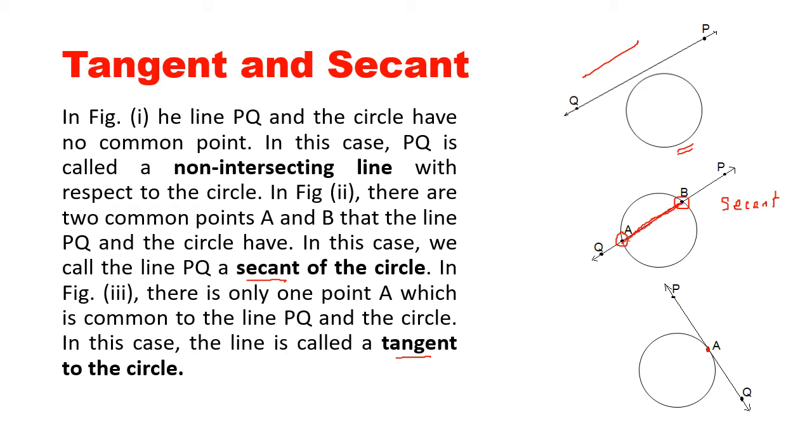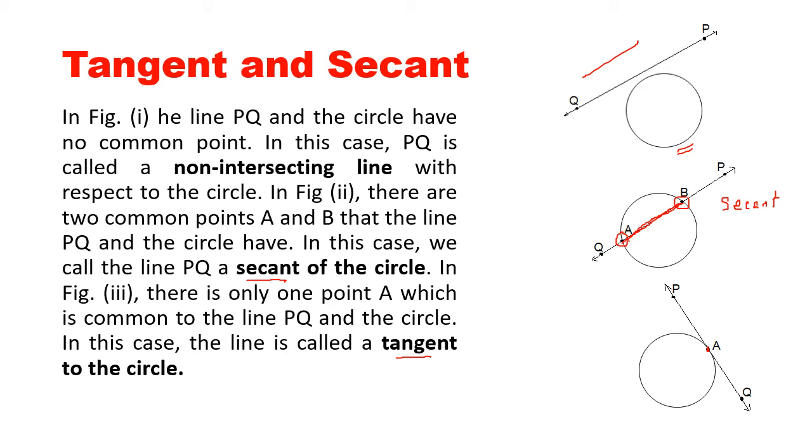Now we have to understand this definition in detail because we are only going to use the words secant and tangent in the further lectures. So the picture should come to your mind. What is a secant? A secant is a line which intersects the circle in 2 different points. What is a tangent? A tangent is a line which intersects the circle in one and only one point.